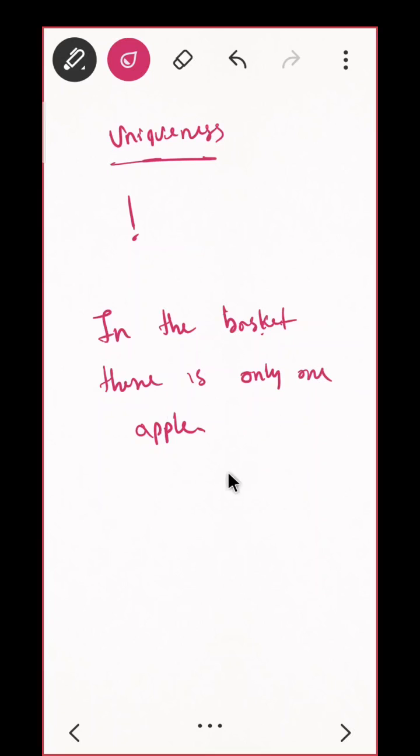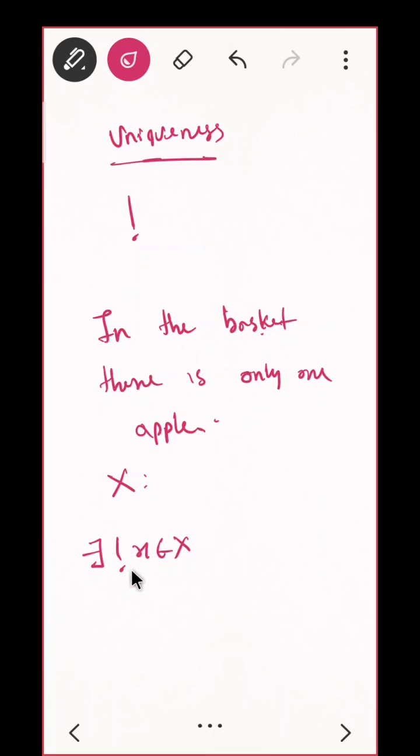In the basket there is only one apple. What is the set? Yes, basket. Okay, and what will be your statement? Can you quickly tell me? There is only one apple in the basket, so you can say there exists unique x belonging to X.